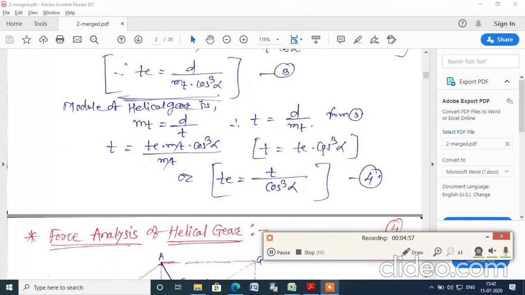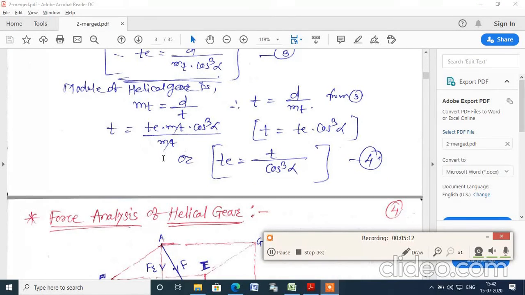So this is the equivalent number of teeth on the spur gear, and that is equal to the number of teeth on the helical gear divided by cos cube alpha. And this is an important equation we got. So this will be asked in the exam for a short note, and it is also useful for solving numericals.